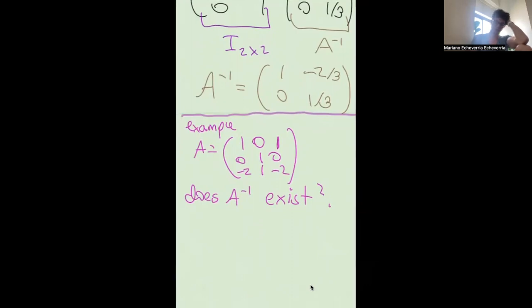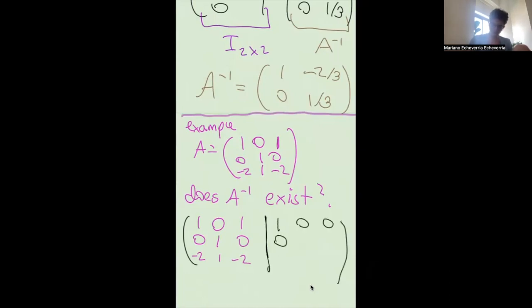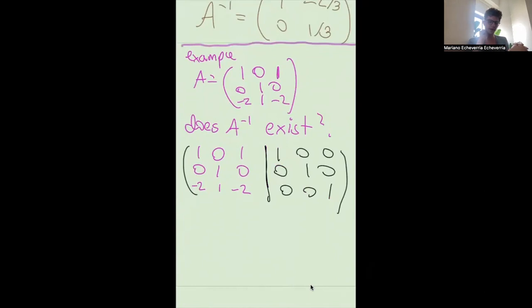So what do you do? You put the matrix A, which is 1, 0, 1, 0, 1, 0, minus 2, 1, minus 2, and you just put a vertical line and the identity. You always do that. So you put 1, 0, 0, 0, 1, 0, 0, 0, 1. And then you try to get this side to the identity, and we just have to check whether we succeed or not.